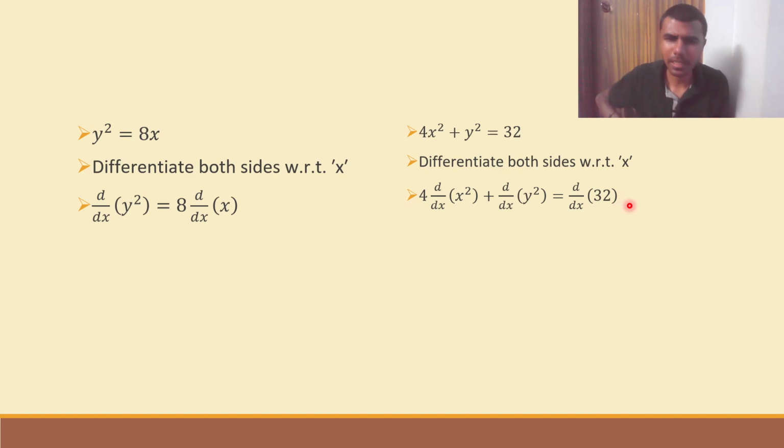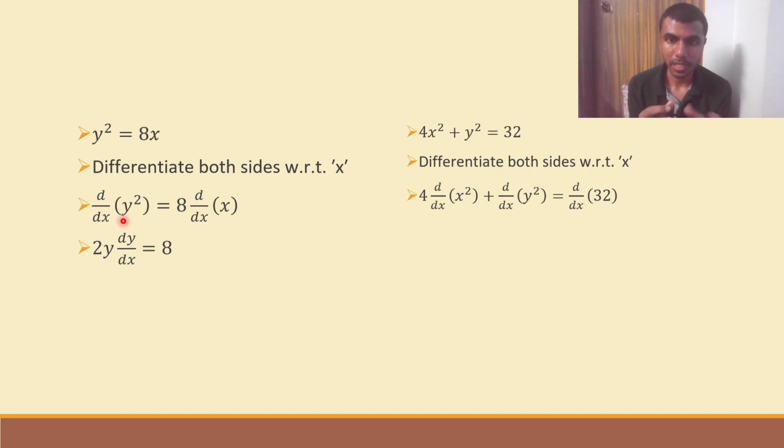I hope this step is clear. I just differentiated, and constants I kept them a bit outside. Fine. Next, derivative of y square is 2y dy by dx. Okay, and derivative of x is 1. See, derivative of y square is 2y into dy by dx.